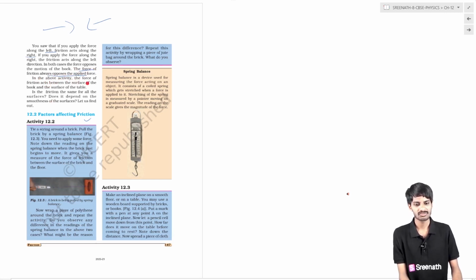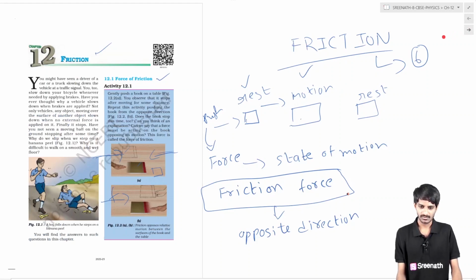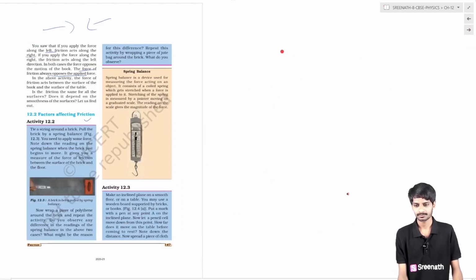So in the above activity, the force of friction acts between the surfaces of the book and the surface of the table. Previously, one thing we have missed here is that we have applied force on this book from this side and it goes on stopping. Why? Because it is stopping, a force is acting on this book. That force is in the opposite direction, and which is applying this force on this book? Basically the book is on the table.